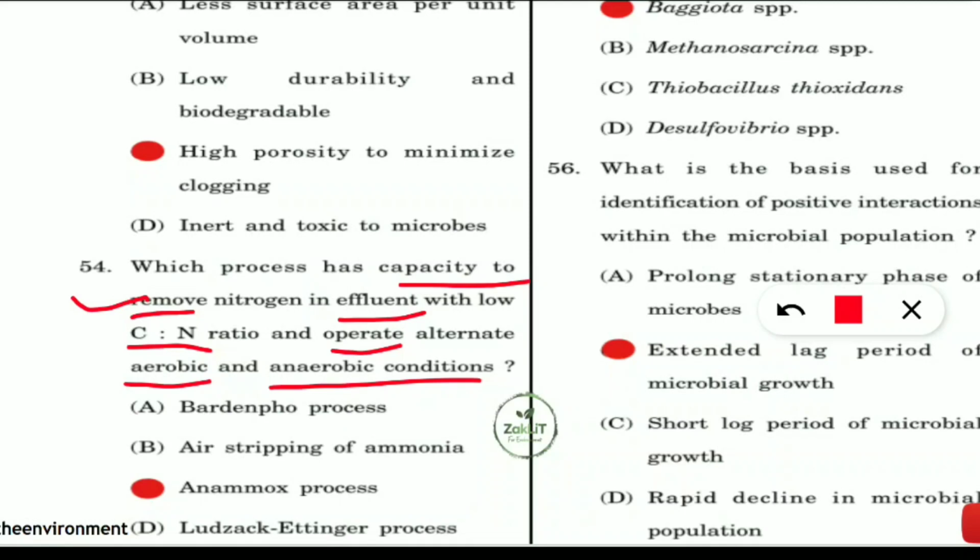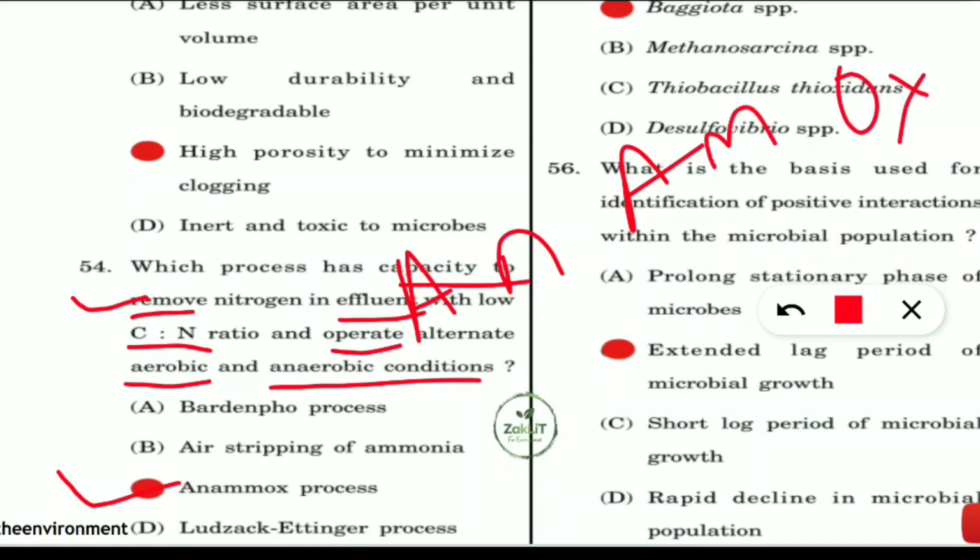This is actually talking about the Anammox process. For some of you it will be a new term. I will tell you, the full form of Anammox is anaerobic ammonium oxidation. You should note down anaerobic ammonium oxidation. So what is it? It is used to remove the ammonium in the water. That is the Anammox process.